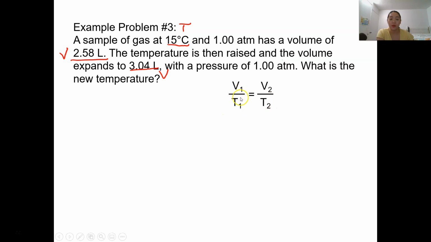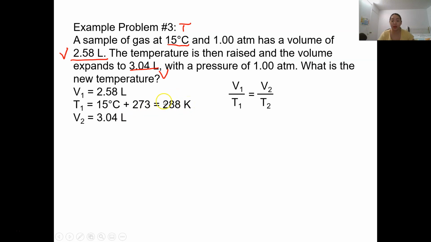Hopefully you said that V1 and T1 are our initial. So V1 is initial volume and T1 is initial temperature. V2 is our final volume and T2 is our final temperature. Now, first of all, let's tackle this problem by first identifying the givens. What's given to us is V1 is 2.58 liters, and T1 is 15 degrees Celsius right here. And you want to convert that to Kelvin by simply adding 273, giving me 288 Kelvin.